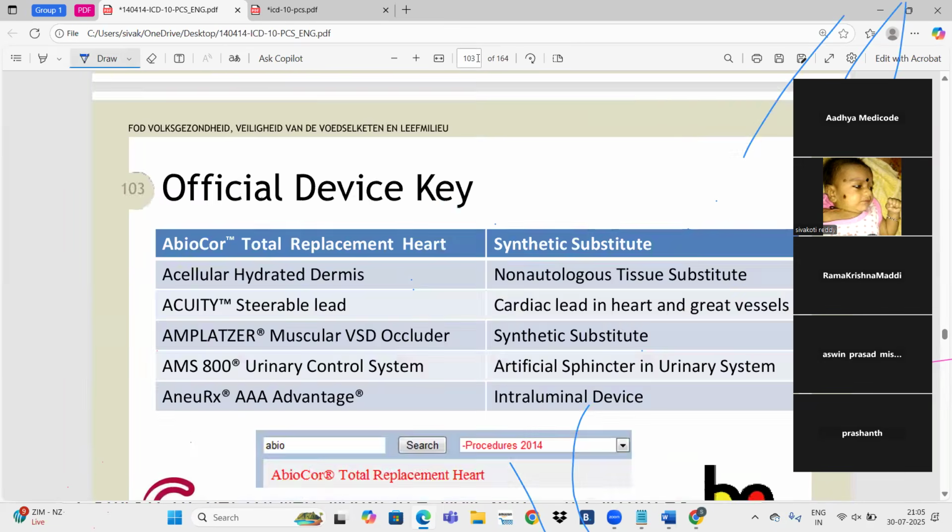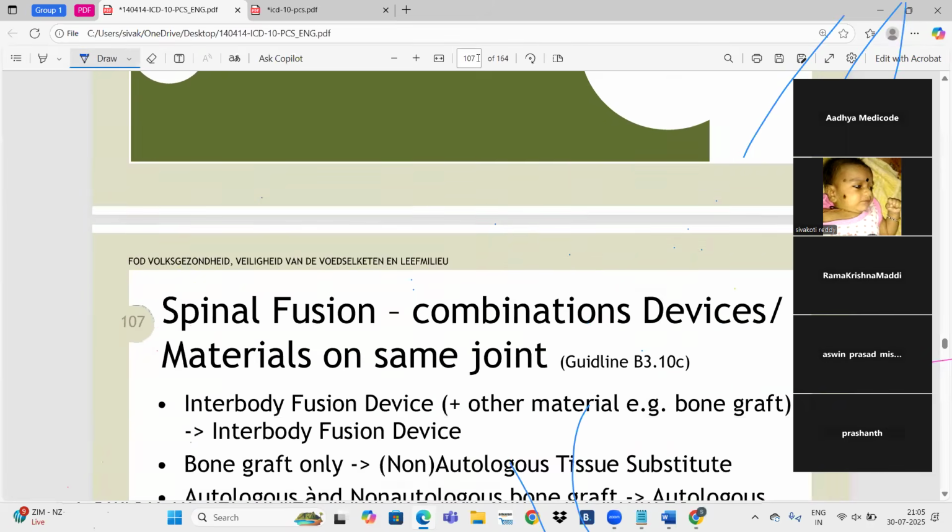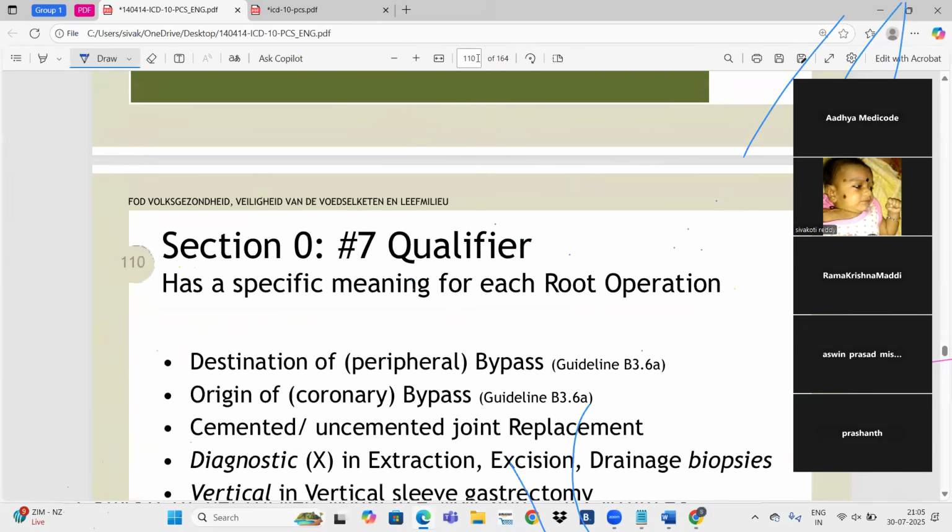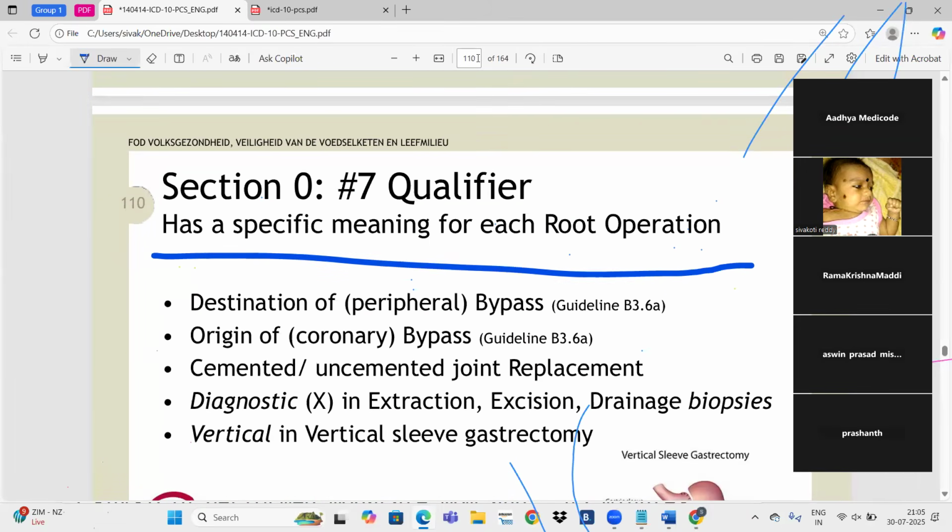Now, the seventh character, qualifier. Qualifier has a specific meaning for each root operation, which means there is no separate single meaning for qualifier. The qualifier meaning varies based on the root operation. Each root operation has a specific meaning for the qualifier. Now remember guys, we discussed 6 characters except the third character, root operation. So we have done 6 characters.